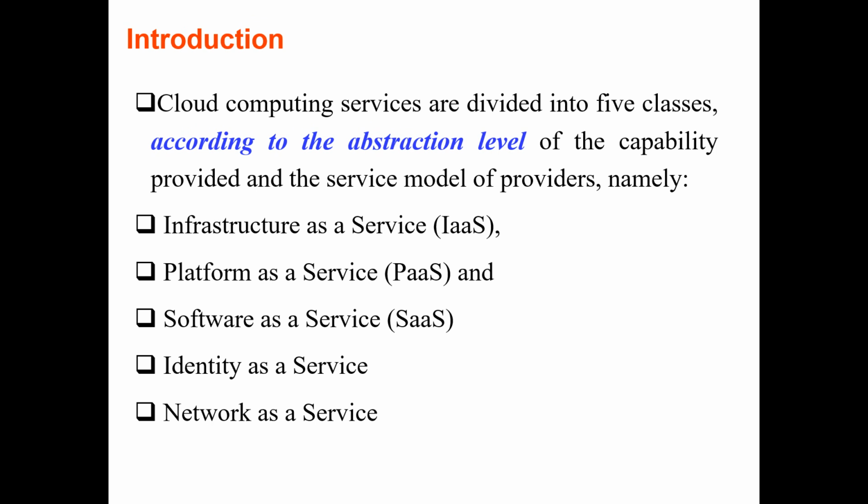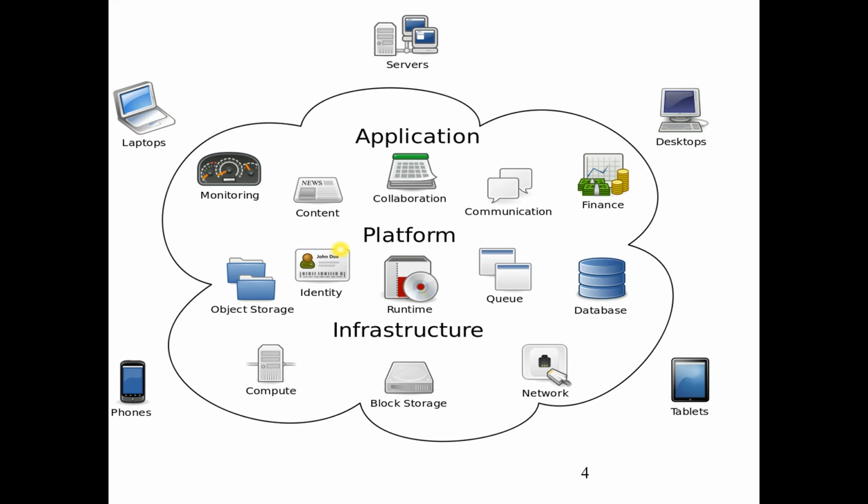So for example, we can take a real-time example. Imagine you want to travel, but you have 3 choices. Option 1, you buy a car and drive by yourself. That is, you're going to manage everything. For example, you're going to put fuel, you're going to do maintenance, you're going to pay for repairs. This is similar to infrastructure as a service.